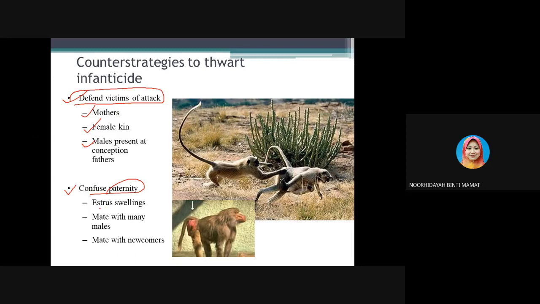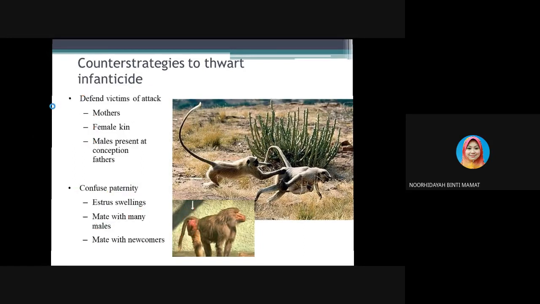The strategy is estrus swelling, so this is the estrus, or to mate with many males. Many males will assume that the baby the female carries is theirs, so they won't kill the baby. Or the female will mate with the newcomers. Just now we were talking about how males start to kill infants once they join the group, right? So the female will normally mate immediately with the newcomers, so that the newcomers won't kill the infant. This is a counter strategy to thwart infanticide.